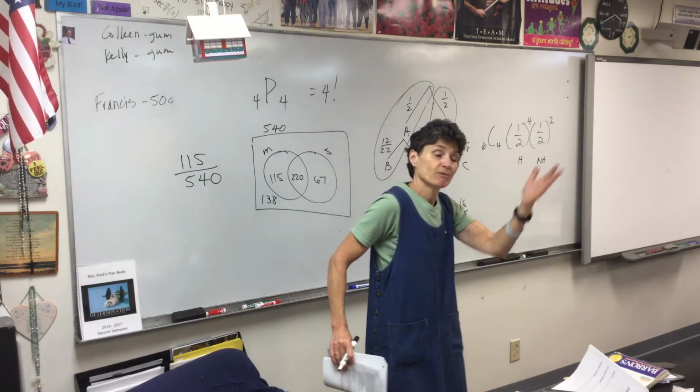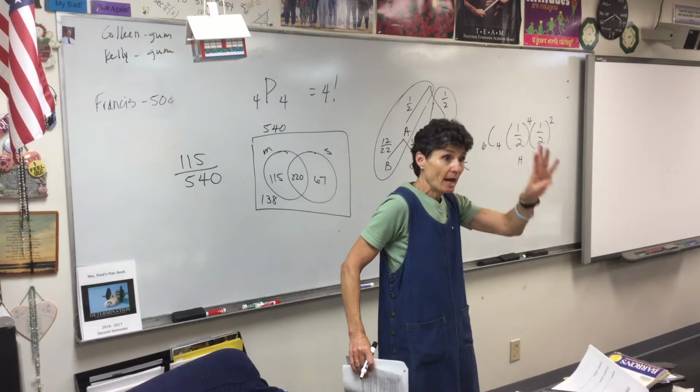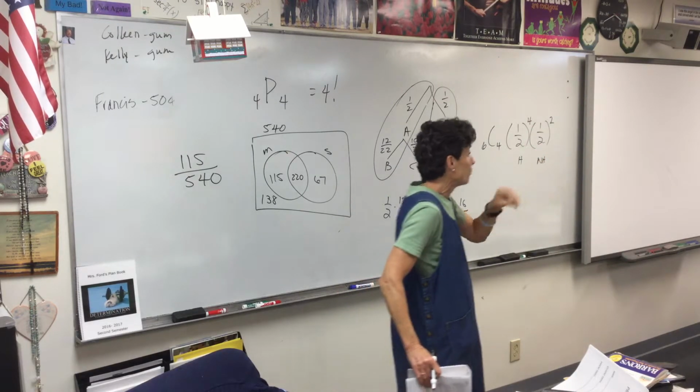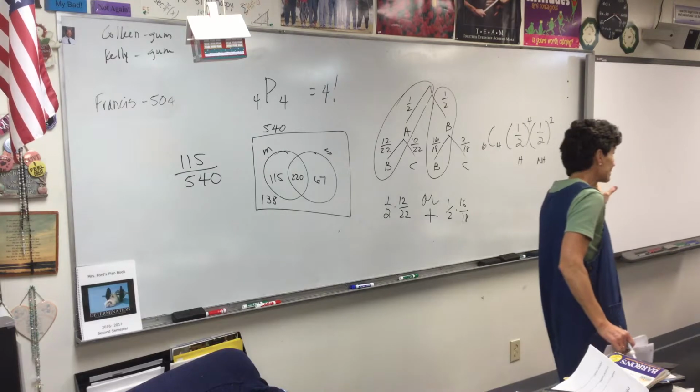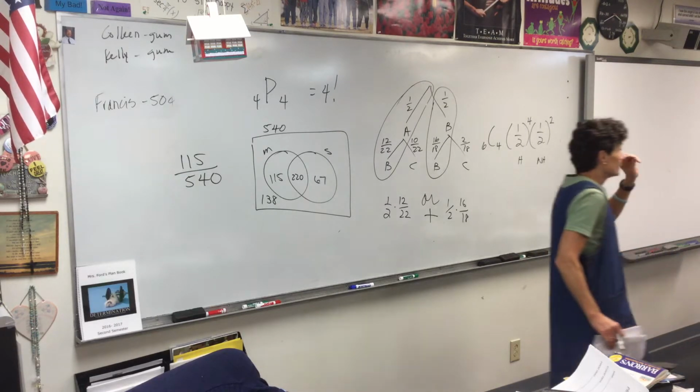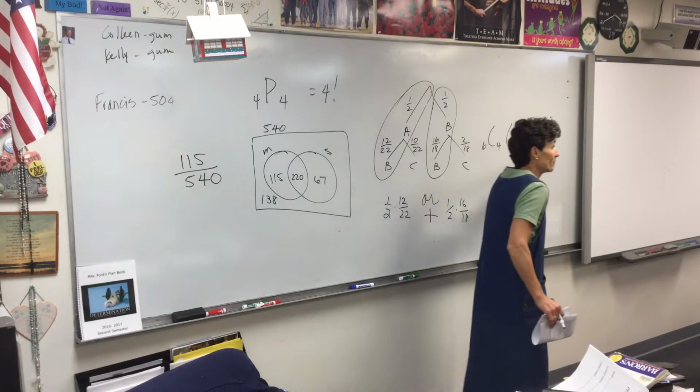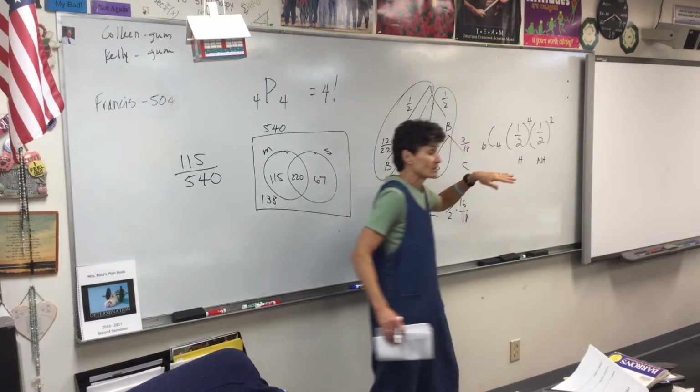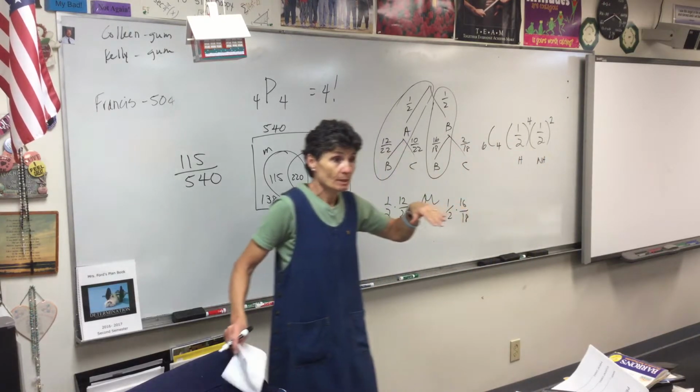I'm going to flip it 6 times, and I want 4 of those. I'm going to pick 4 of those to be heads. Order doesn't matter. Any 4. And then I have the 2 probabilities. So that would be the answer to the problem.